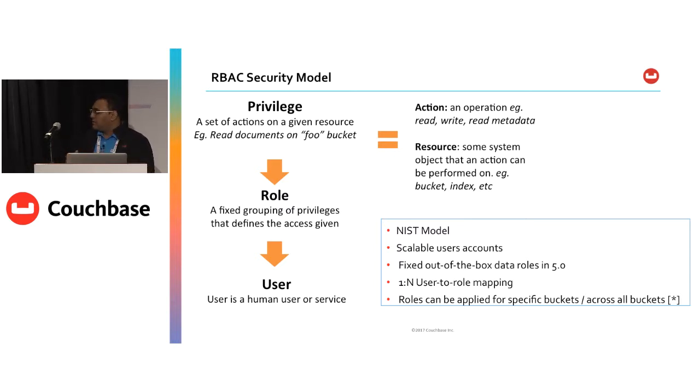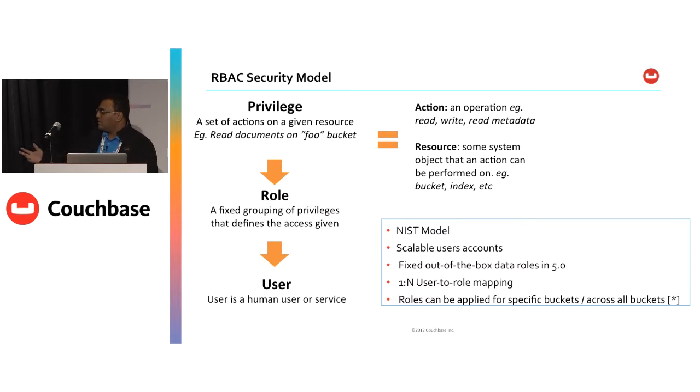You take a bunch of users and you can add these users into what we call roles. And the RBAC security model as of 5.0 offers a bunch of fixed roles. We will go over the fixed roles that we have introduced in the product. And these roles dictate what privileges this particular user can have on a particular resource. A privilege is an action, and a resource could be any system resource. It could be a bucket, an index, and so on.